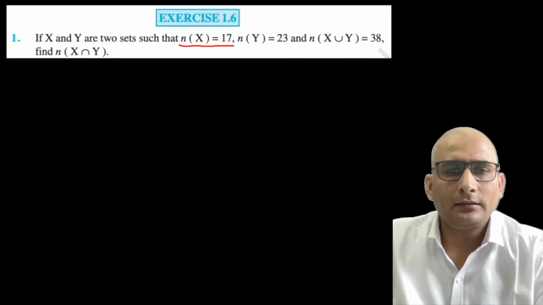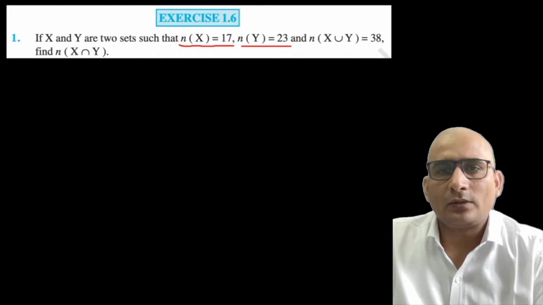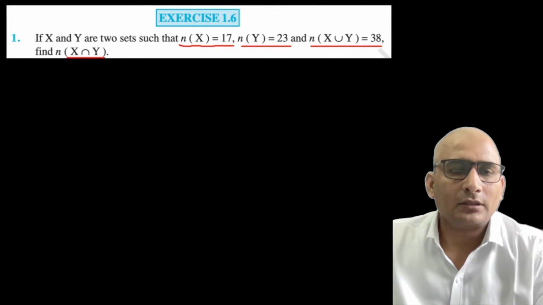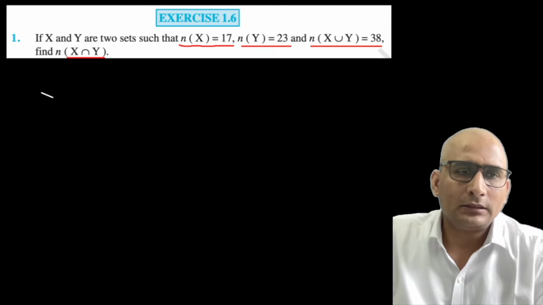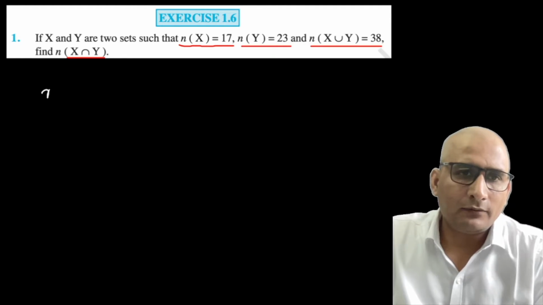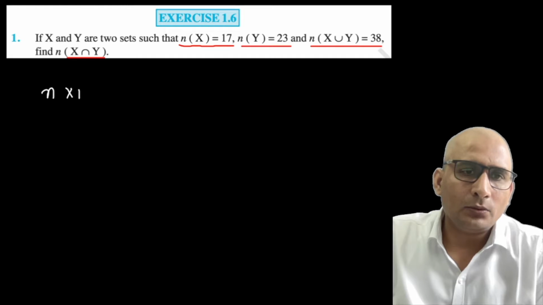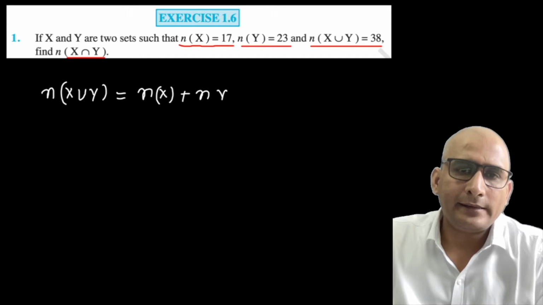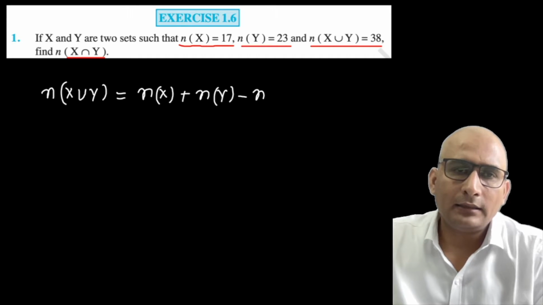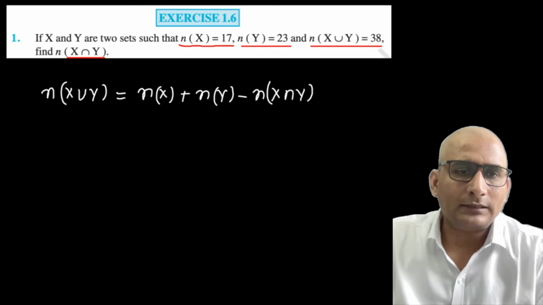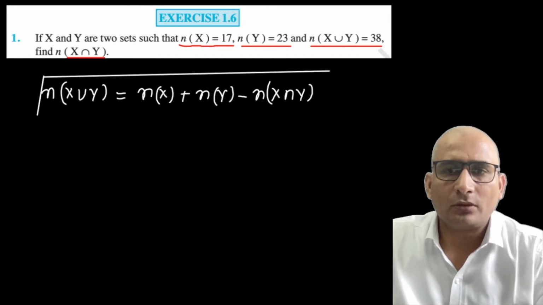n(X) is 17, the number of elements in Y is 23, the union is 38, and we need to find the intersection. So we must remember this formula here. That formula we have discussed. The formula for n(X union Y) is equal to n(X) plus n(Y) minus n(X intersection Y). So let us apply this identity here in this question to solve it.